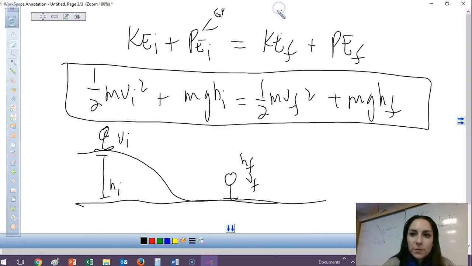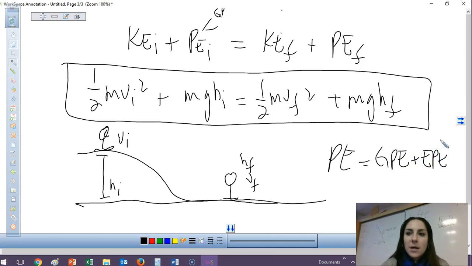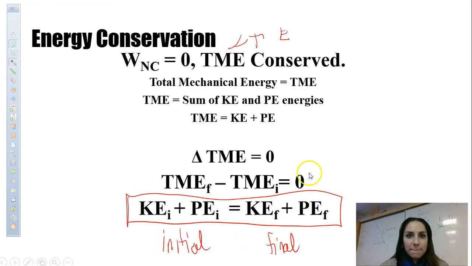Oops. Sorry. I'll do it over here. Remember, PE could be both gravitational potential energy and elastic. It just depends on the system that we're modeling here. So I like this equation best when I'm solving conservation of energy. So let me go back to my slide. Give me one quick second here.